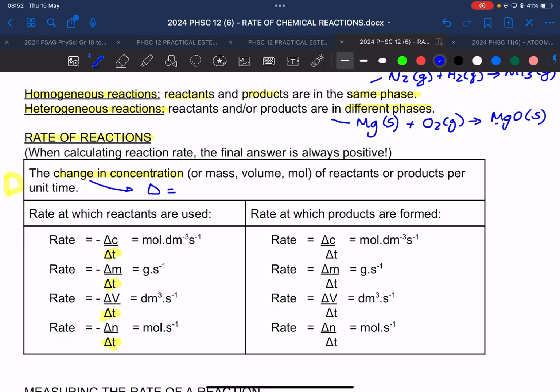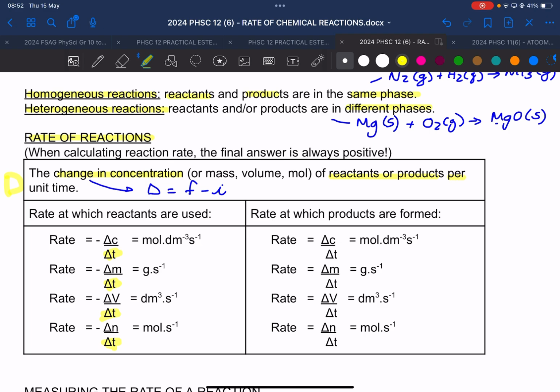And what is that again? It's the final minus initial. So the change in the concentration, or it can be the change in mass, or the change in volume, or the change in mole. It can be any one of those things. It depends on what information was given to you. So the change in concentration or mass or volume or mole of reactants or products, again, it depends. Are they giving you information regarding the reactants or the products?